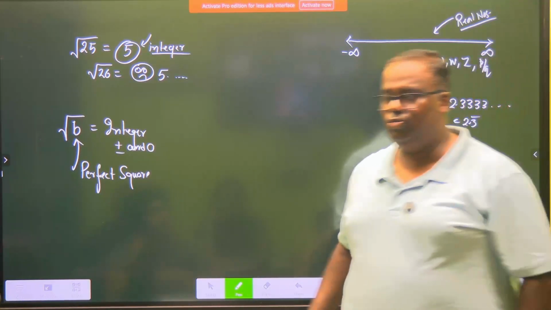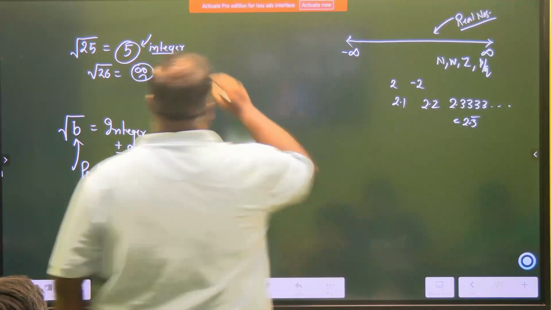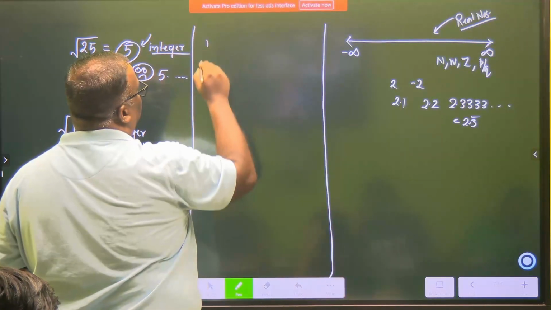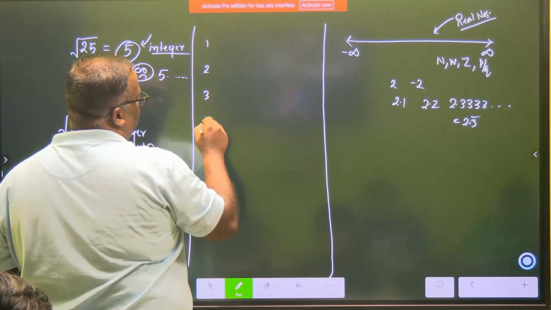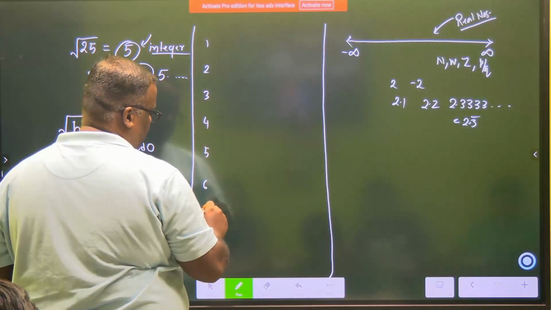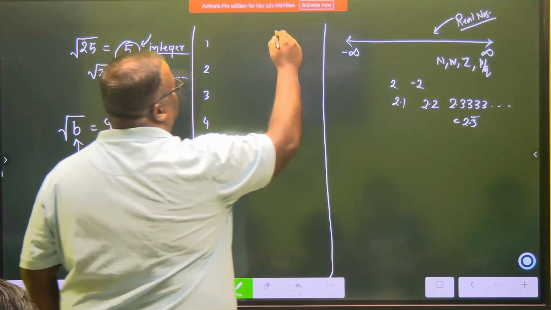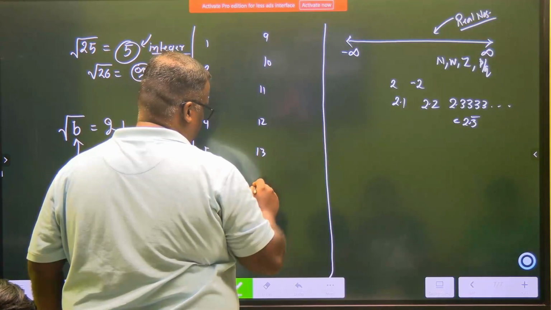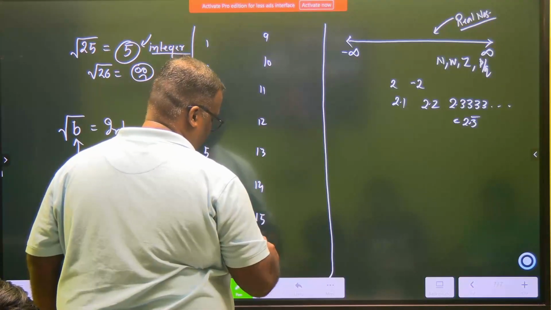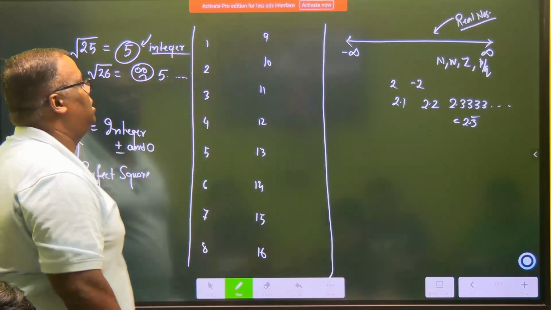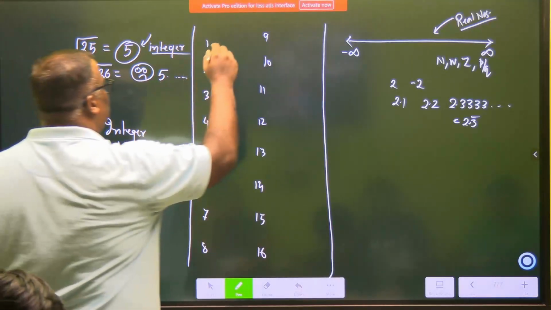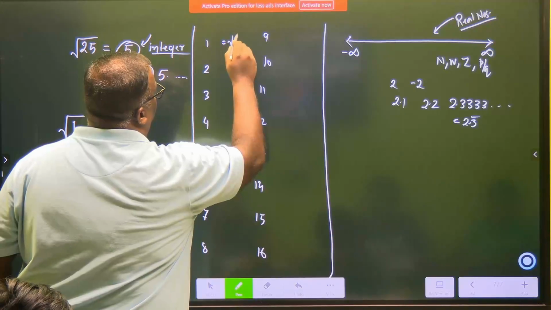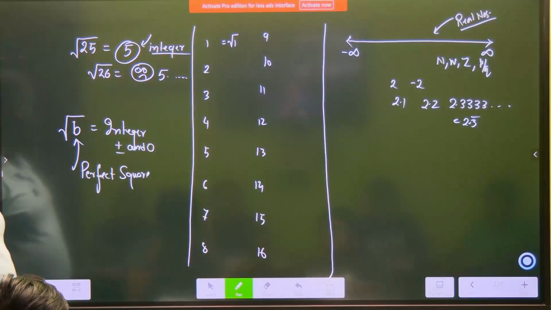After that, if you try to write down, let's say, we write down 1, 2, 3, 4, 5, 6, 7, 8, 9, 10, 11, 12, 13, 14, 15, up to 16. If you square up 1, how much do you get? 1. So root of 1 is 1. So 1 is a perfect square.